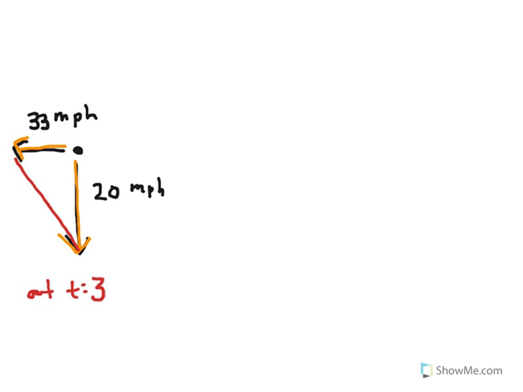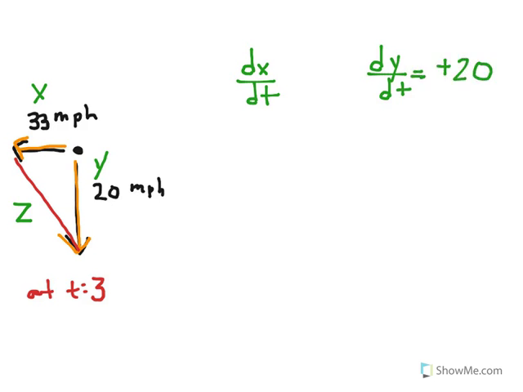So let's talk about the things we know. We've got to label these sides first of all. I'm going to label this side x, and this side y, and this side z. So we've labeled our three sides. And let's write down the things we know first. Do we know x and do we know y? No, not for the entire problem. We don't know that because they're changing all the time. But we know dx/dt, and we know dy/dt. I know dy/dt is going to be positive 20. But I also know dx/dt is going to be positive 33.